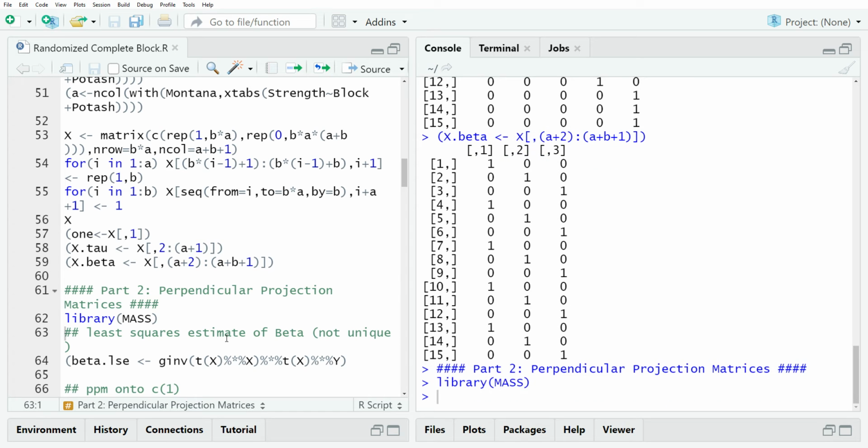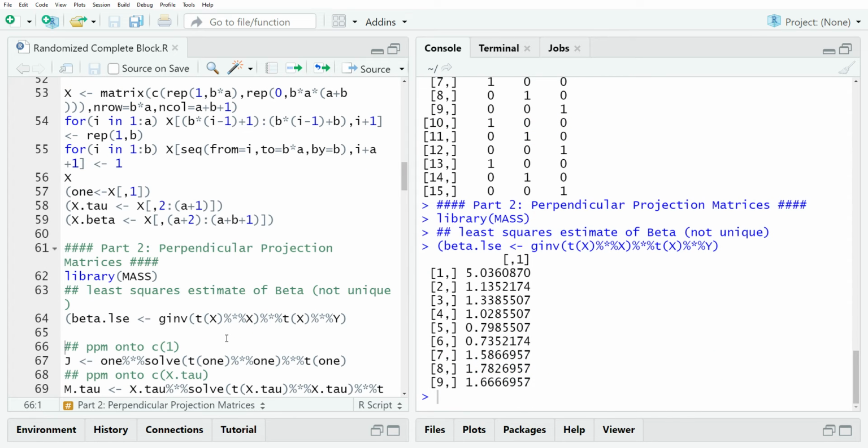So we need the library MASS because in there is a generalized inverse function, and it allows us to create the least squares estimate for the beta parameter. And so this is mu, tau 1, tau 2, tau 3, tau 4, tau 5, beta 1, or block 1, block 2, block 3, or beta 1, 2, 3. Now, one thing to remember, the least squares estimate is not unique. There's an infinite number of possibilities there.